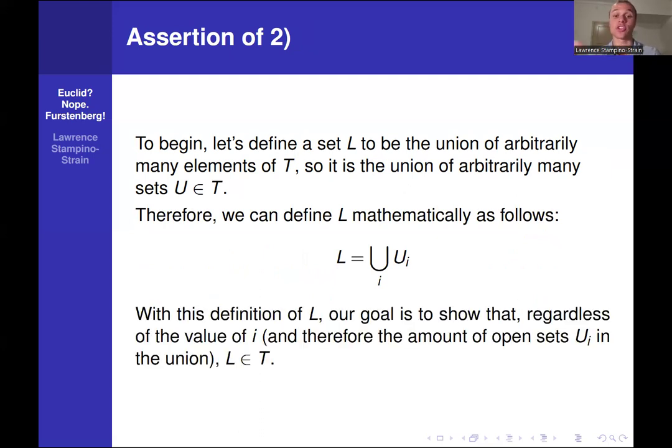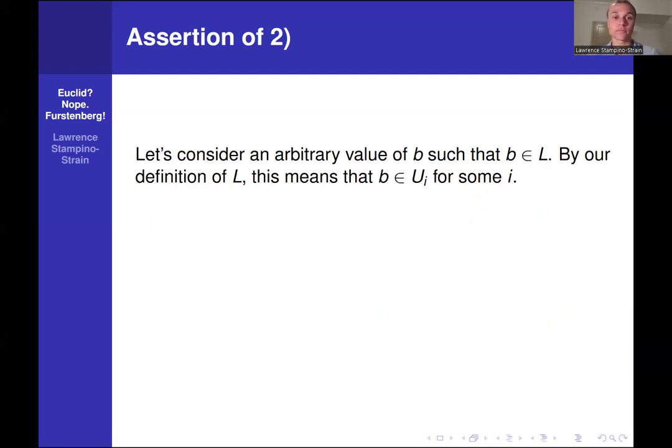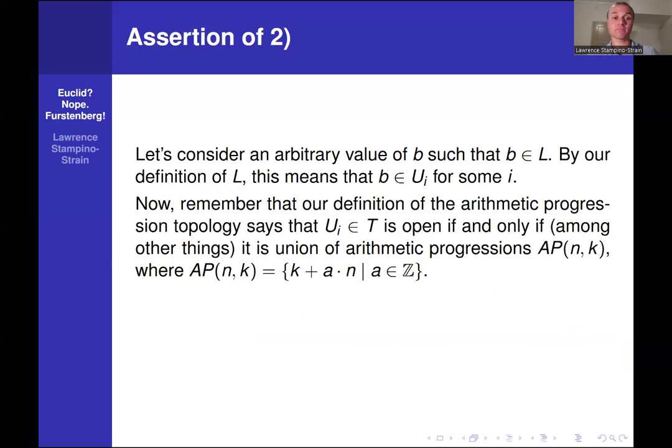With this definition of L, our goal is to show that regardless of the value of i, and therefore the number of open sets U_i in the union, remember, because we're considering the union of arbitrarily many elements of T, we can say that L is an element of our topology T. Very important. So let's consider an arbitrary value b such that b is an element of L. By our definition of L, this means that b is an element of U_i for some i.